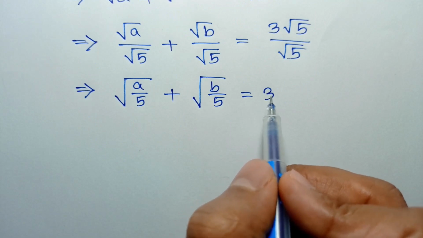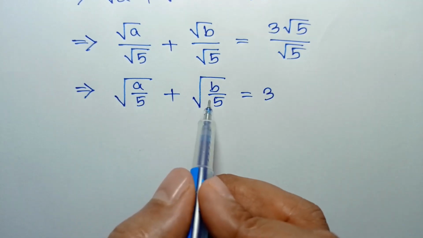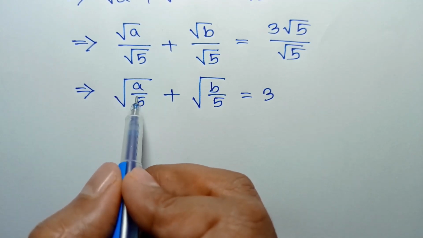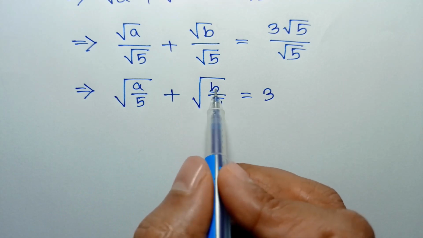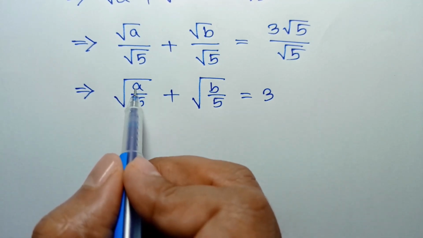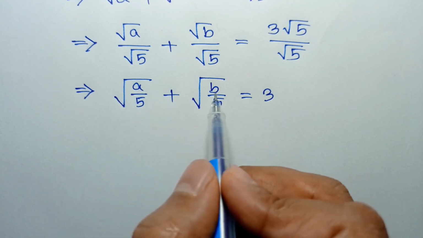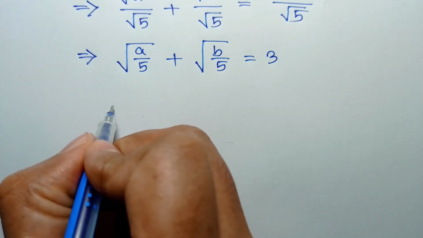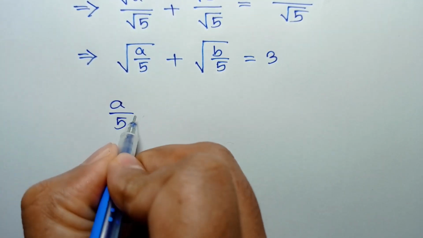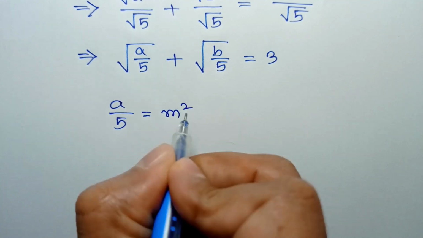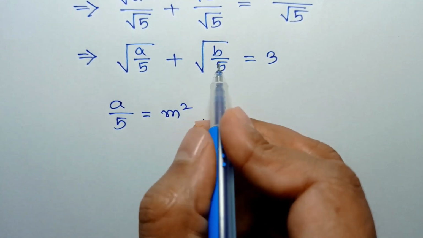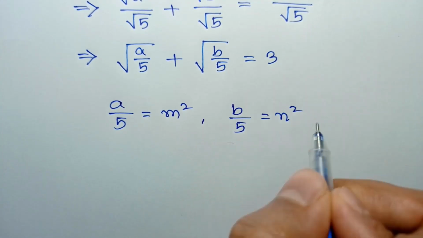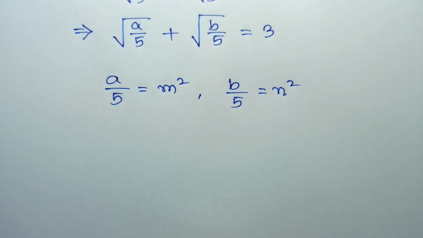As the right side is an integer, the left side will also be an integer. For that reason, square root of a over 5 is an integer and square root of b over 5 will also be an integer. So a over 5 is a square number. Similarly, b over 5 will also be a square number. Consider a over 5 is equal to m square, where m is an integer, and b over 5 is n square. Here n is also an integer.